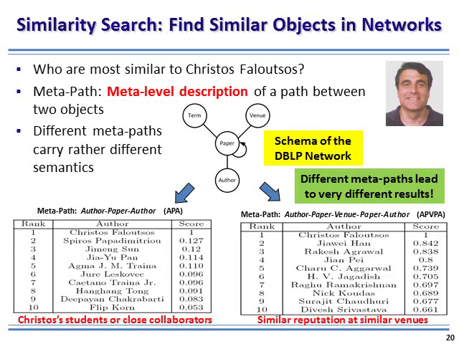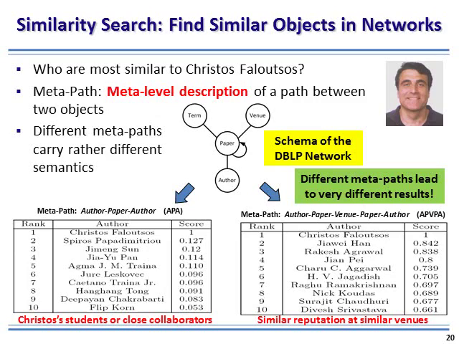Of course, Christos Faloutsos is most similar to his brothers, right? But of course, this is based on DNA structure rather than others. If you look at the different structures in the network, they do have different answers. For example, if you say my similarity is based on a path, APA, what is A? A is author, P is paper. APA means you actually share common papers.